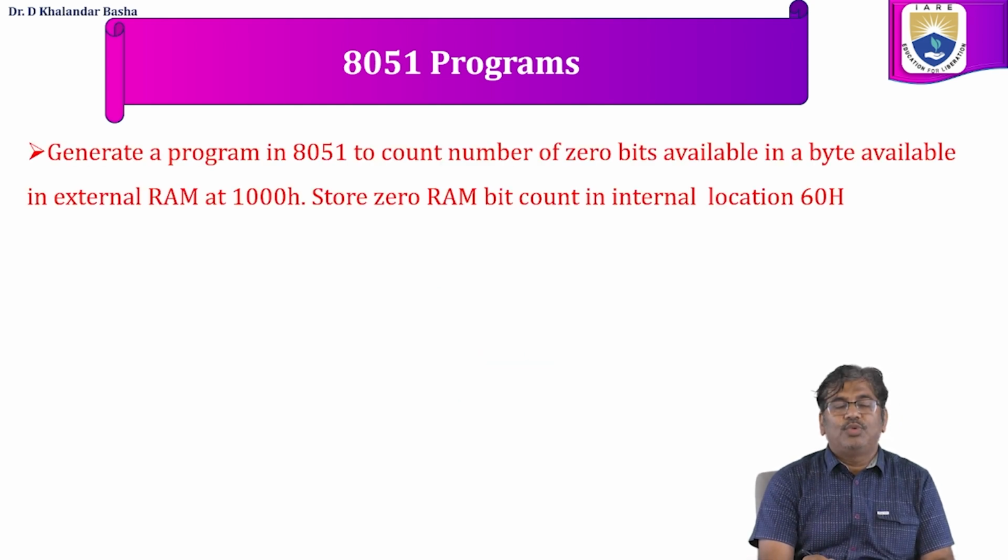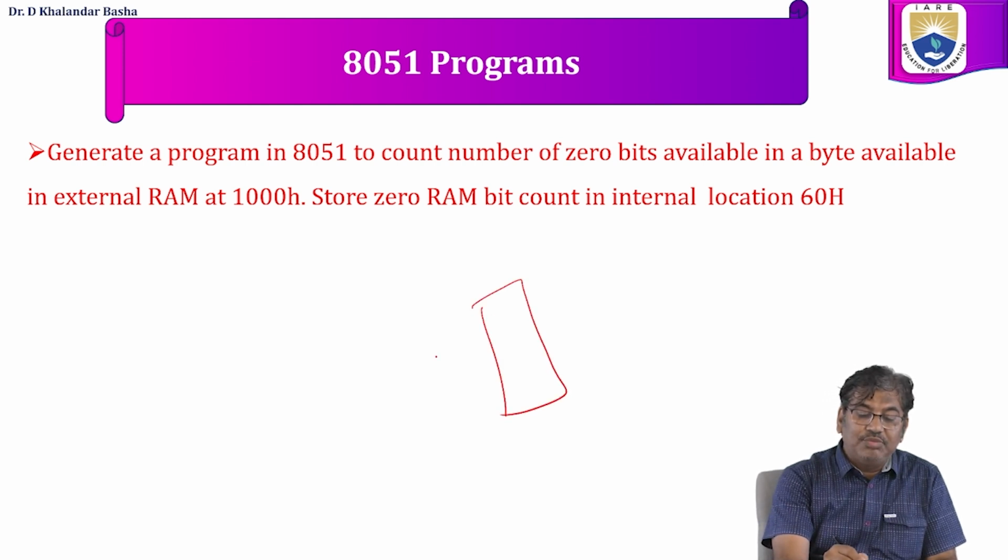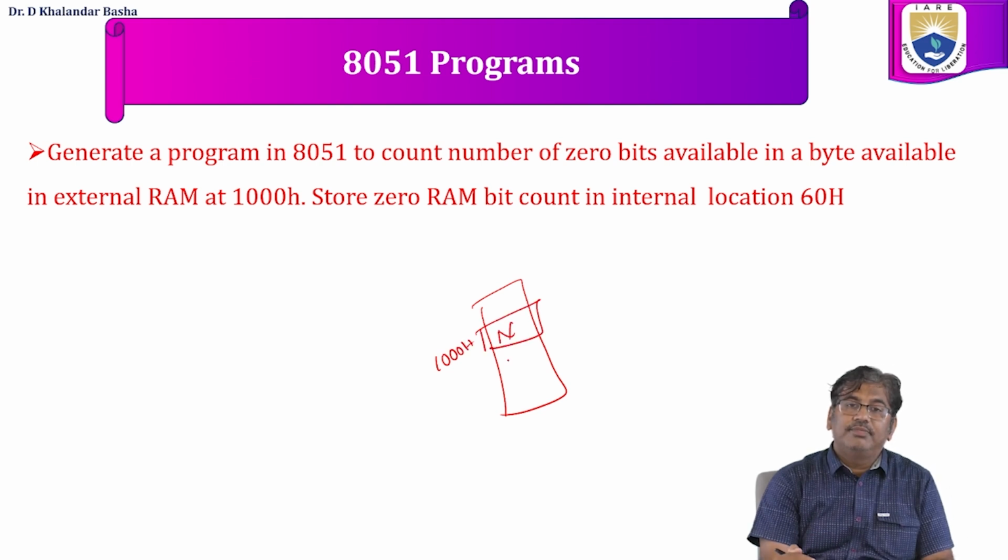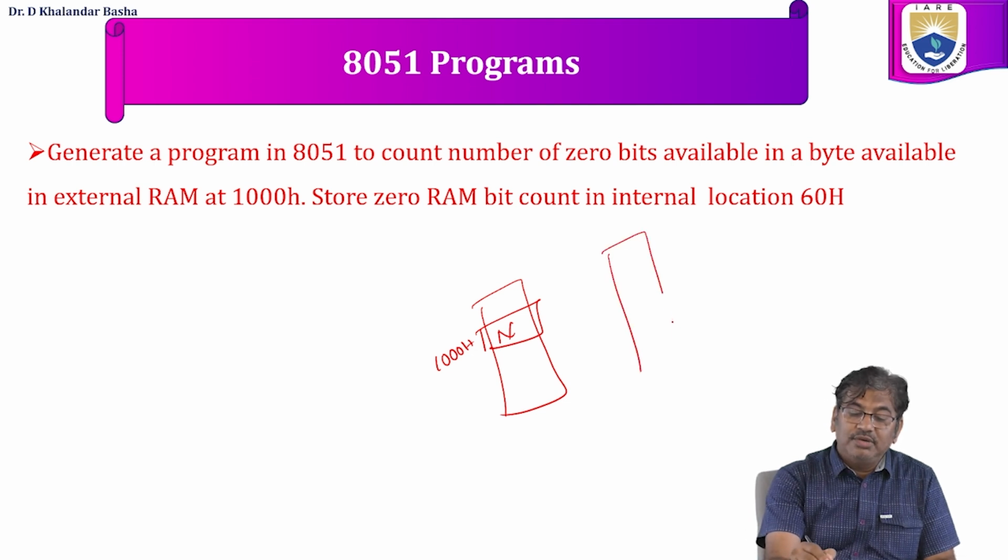Next, generate a program in 8051 to count a number of 0 bits available in a byte available in external memory 1000H. So this is external memory. At 1000H, we have some data. I'll take as n. And store the zero bit count in the internal memory location 60H.